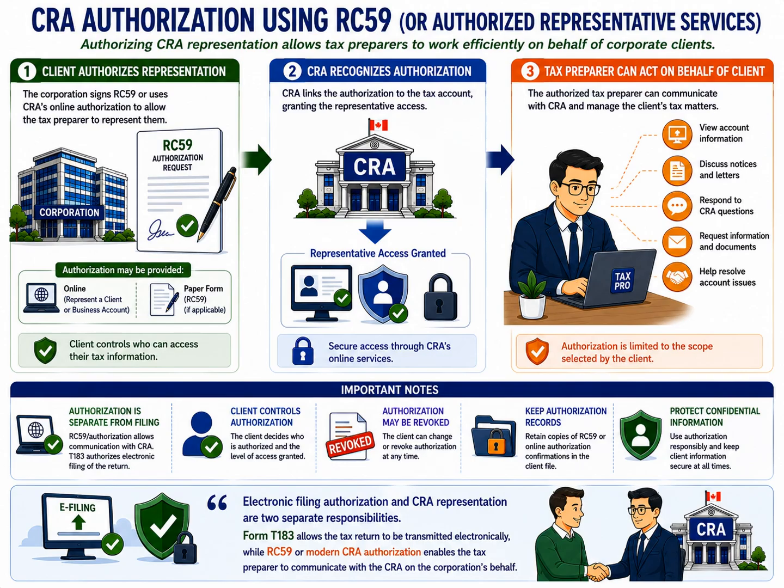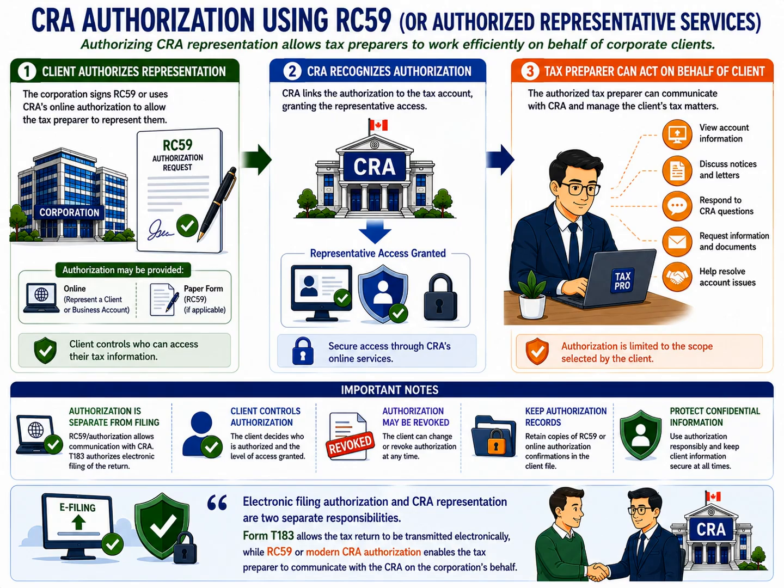This secure authorization enables the tax preparer to perform a variety of important tasks. For example, they can view account balances, discuss CRA notices and correspondence, respond to CRA inquiries, request additional information, and assist the corporation in resolving tax issues. These services allow tax professionals to work more efficiently and help clients manage their tax affairs without requiring the client to contact the CRA directly for every matter.